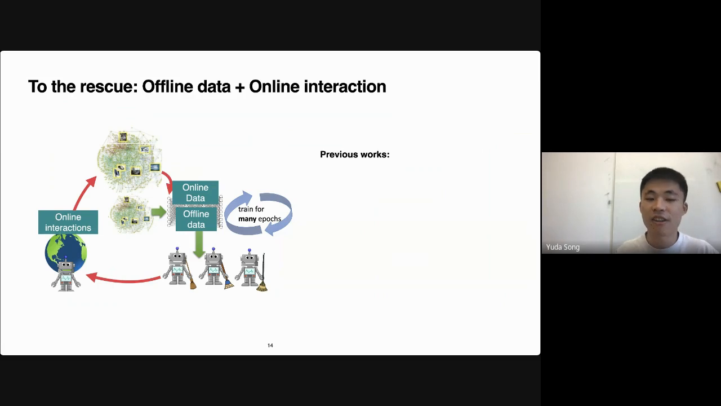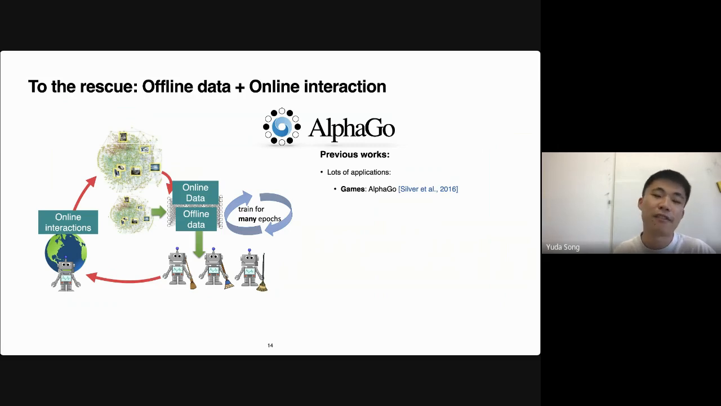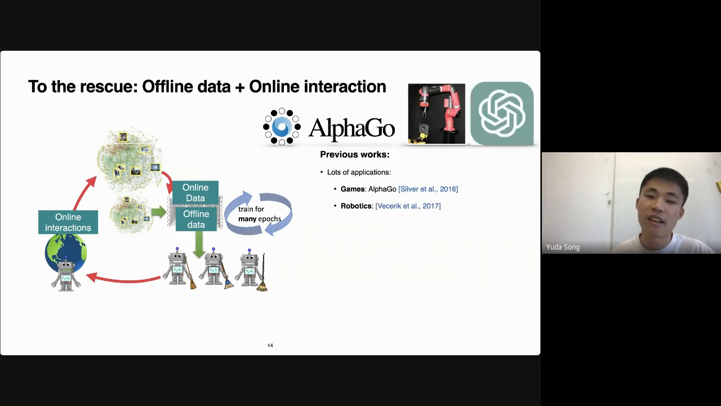And there is already a lot of work in this setting. On the application side, for games, the first AlphaGo actually used both offline expert data and, during online, self-play. For robotics, there are already a lot of applications using demonstrations to speed up the online learning process. And of course, I would also put ChatGPT into this category, where you first pre-train your large language model using expert human language sentences, and during the online stage, you do RLHF.